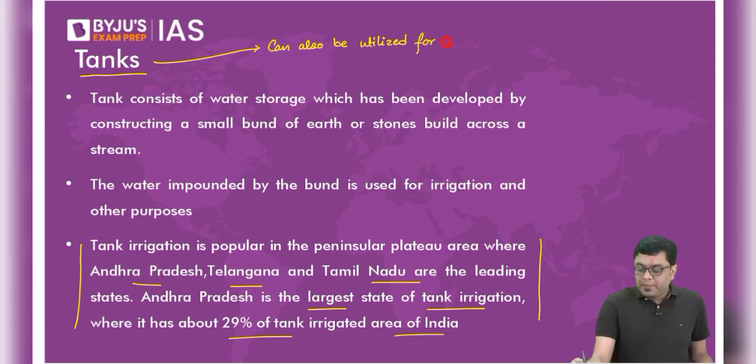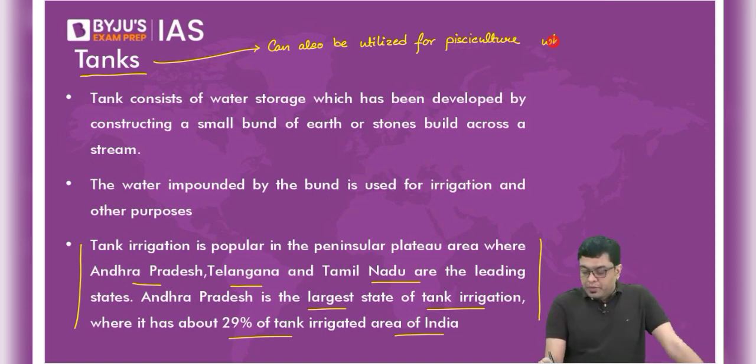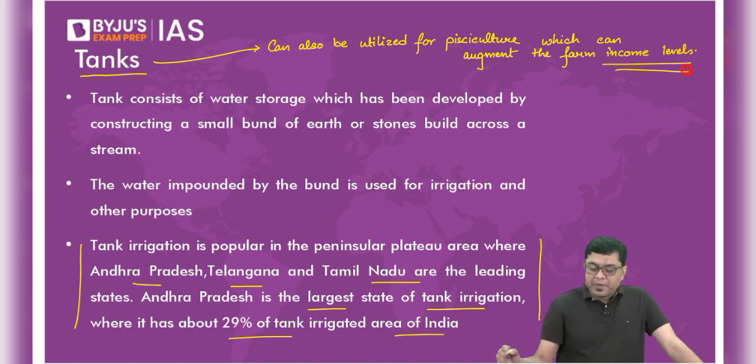for pisciculture. Pisciculture, which can augment the farm income. Okay, they can augment the farm income levels significantly.